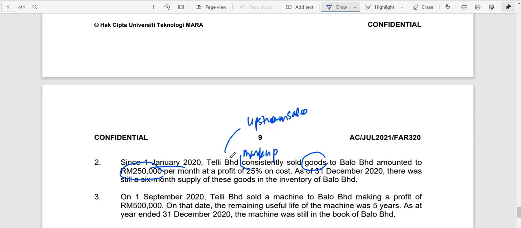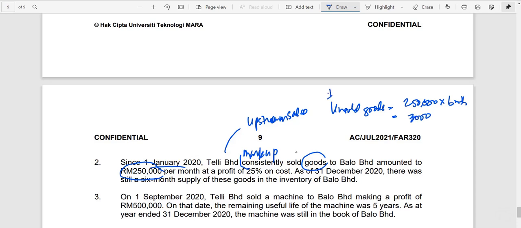All right, so what you need to do is find out what are the intercompany sales that were still unsold. So find out what are the unsold goods, which is the intercompany. Unsold goods here is 250,000, and you are informed 6 months were still unsold. So that is actually going to be 3,000. That was for the unsold goods.